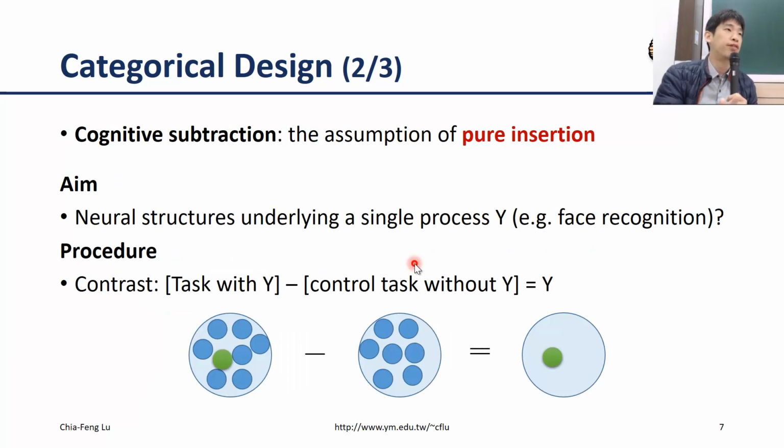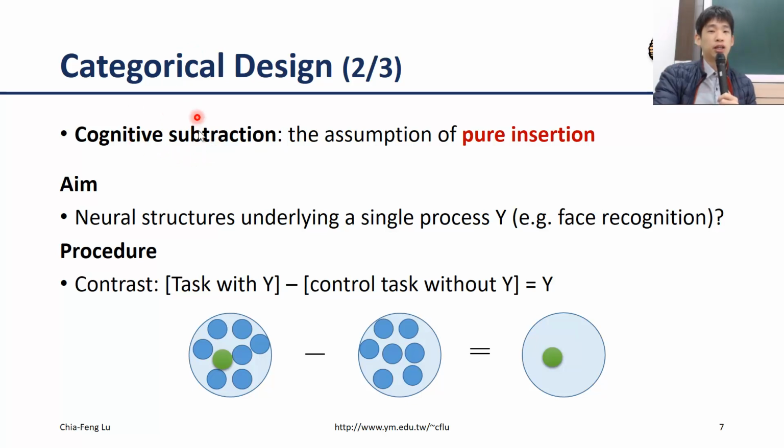However, when you do this kind of contrast, every single time I say contrast, that means it's more like a subtraction. You try to compare two different stimuli or two different conditions, and the only thing you can do is the subtraction. You subtract one condition by another one. Okay. But in this kind of categorical design, you need to watch out for this procedure.